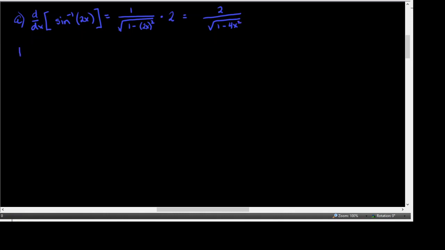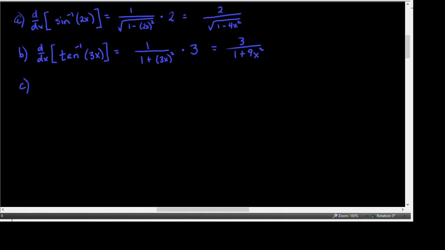Okay, next one. B, the derivative of inverse tangent of 3x. Okay. So this is 1 over 1 plus the input, which is 3x squared, times the derivative of the inside function, 3. And so this is 3 over 1 plus 9x squared.